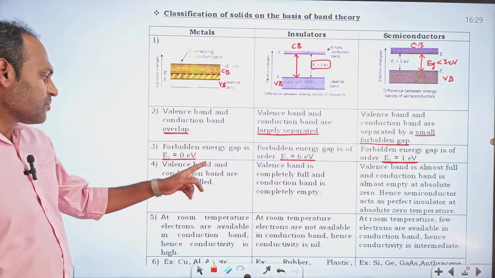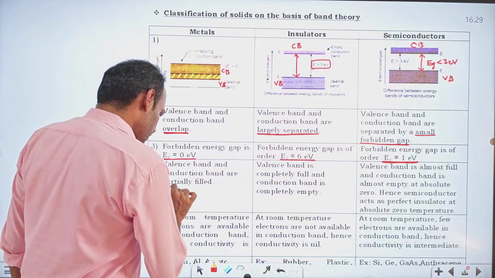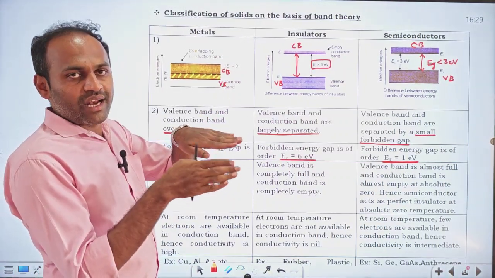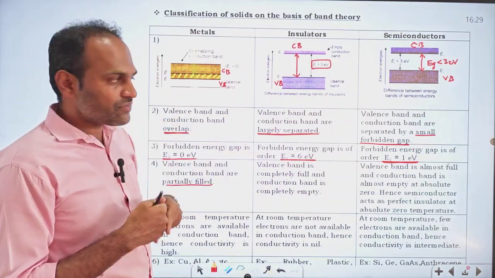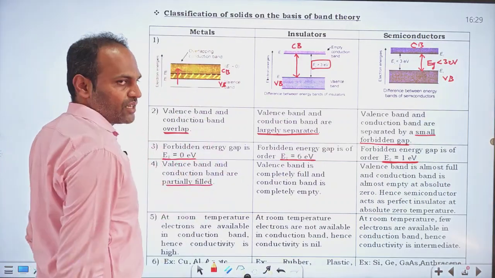See, the valence band and conduction band are partially filled. Why? Because both are overlapping. So the valence electrons in the valence band will shift to the conduction band easily because they are overlapping. Here the electrons go easily from the valence band to the conduction band.